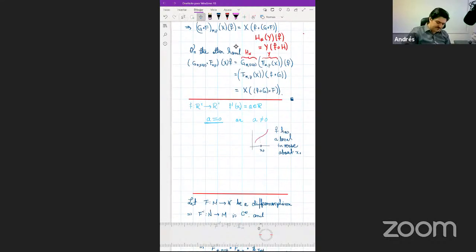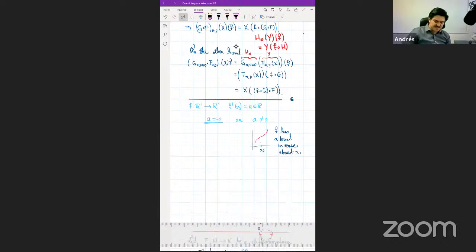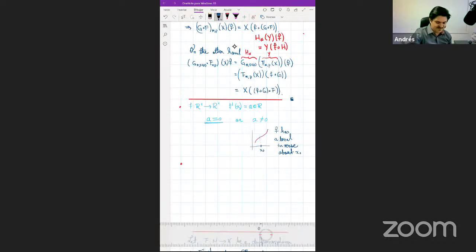Now, what about in higher dimensions? For that, you need to... perdí mi pantalla. Ahí está ya. Muy bien.